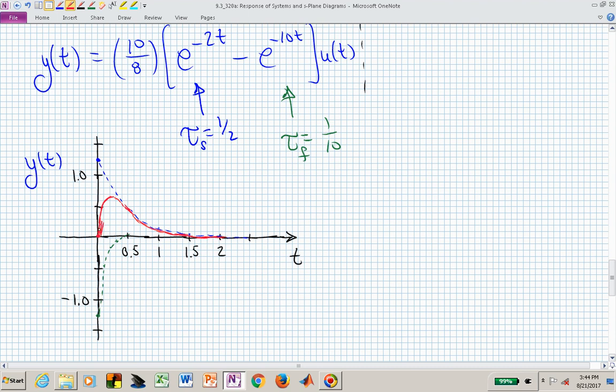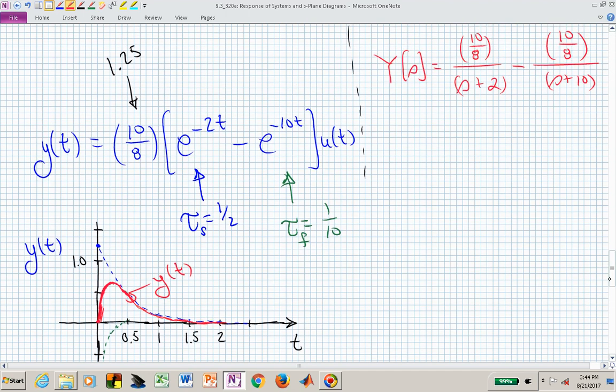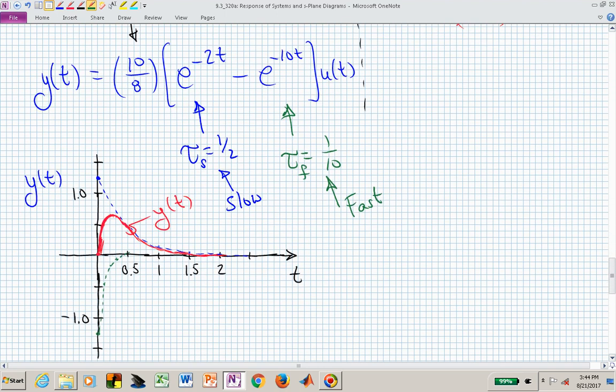So the red curve illustrates y of t, and our slow term is what dominates after the fast term has appeared and disappeared, and that will disappear after 5 of the fast time constants. That's our fast pole.